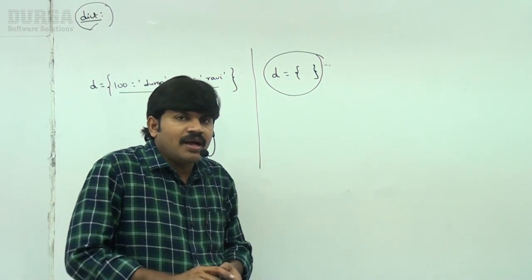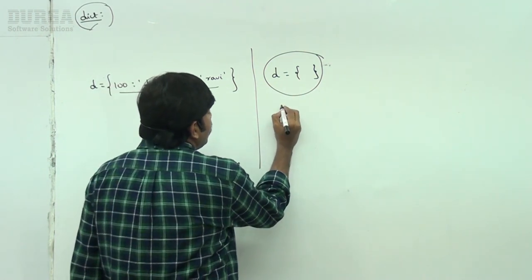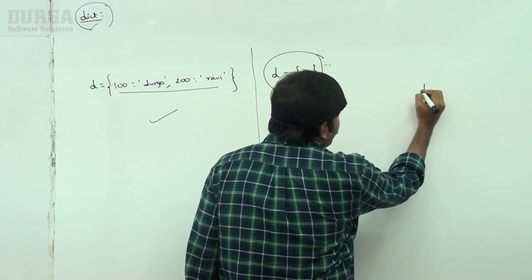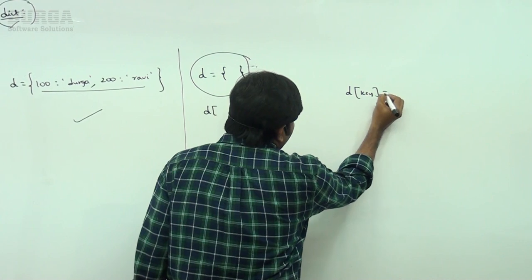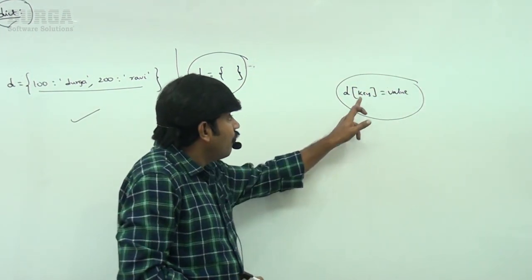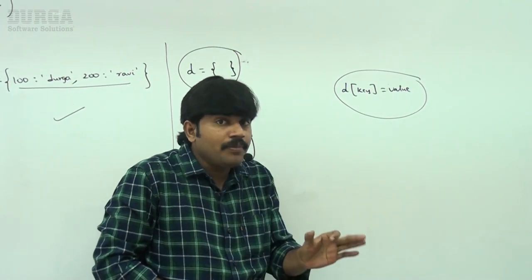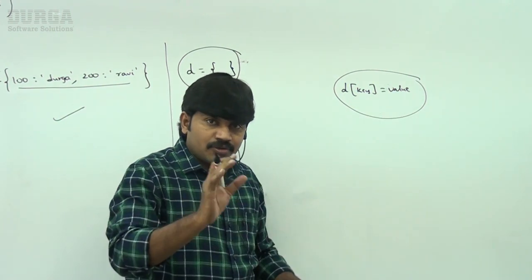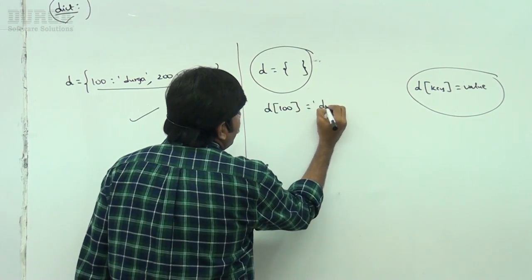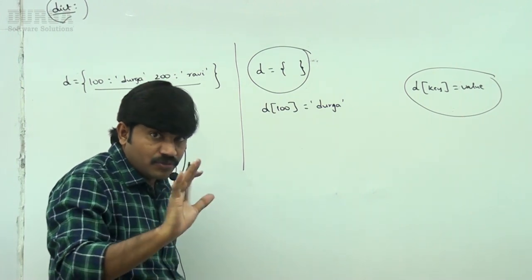Now I want to add a key-value pair. What is the option? Very simple: d[key] = value. This is the syntax. If you want to add one key-value pair to the dictionary, d[key] = value, and automatically this key-value will be added to the dictionary. Now d[100] = 'Durga', so 100 Durga will be added to the dictionary.